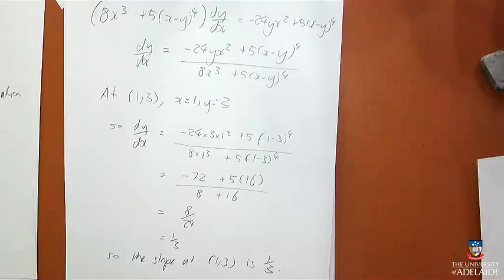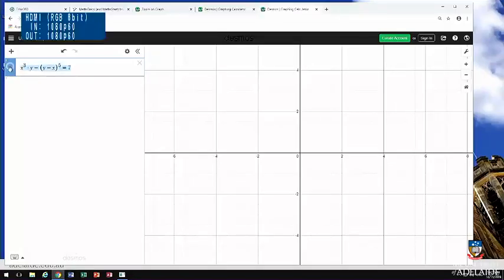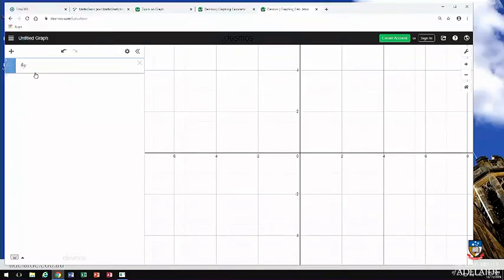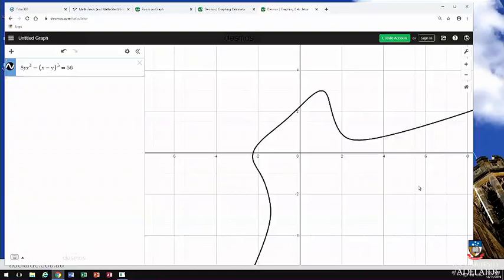I would like to just check that on the Desmos. You can't normally do that if you're in, say, an exam situation at university, but I can do it here. So what was my curve equation again? It was 8yx cubed minus x minus y to the 5 equals 56. Let's turn it on. And that's what that looks like.